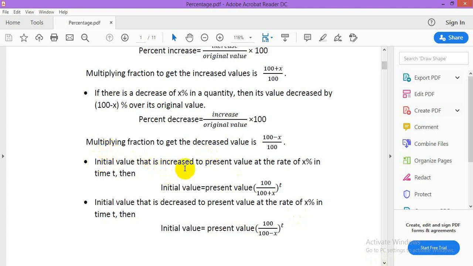If the initial value is increased to the present value at the rate of x percent in time t, then the initial value is equal to present value into 100 by 100 plus x whole to the power t. If the initial value is decreased to the present value at the rate of x percent in time t, then the initial value is equal to present value into 100 by 100 minus x whole to the power t.